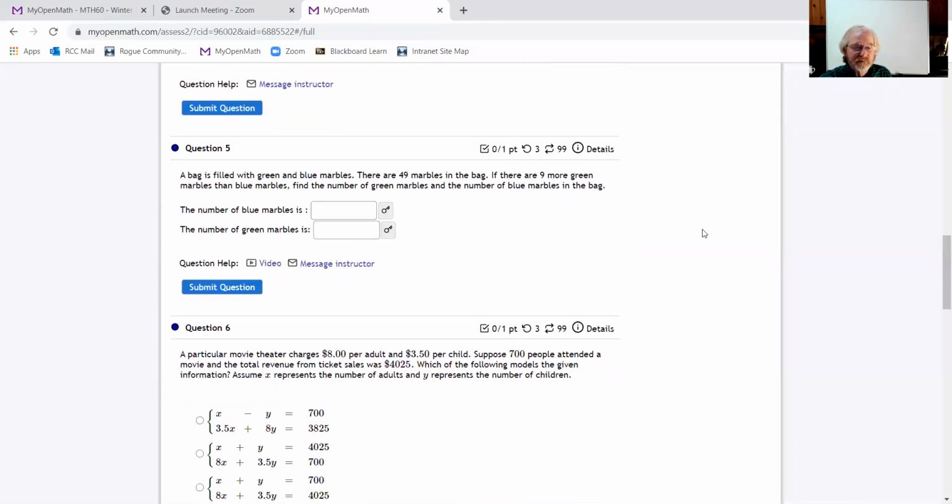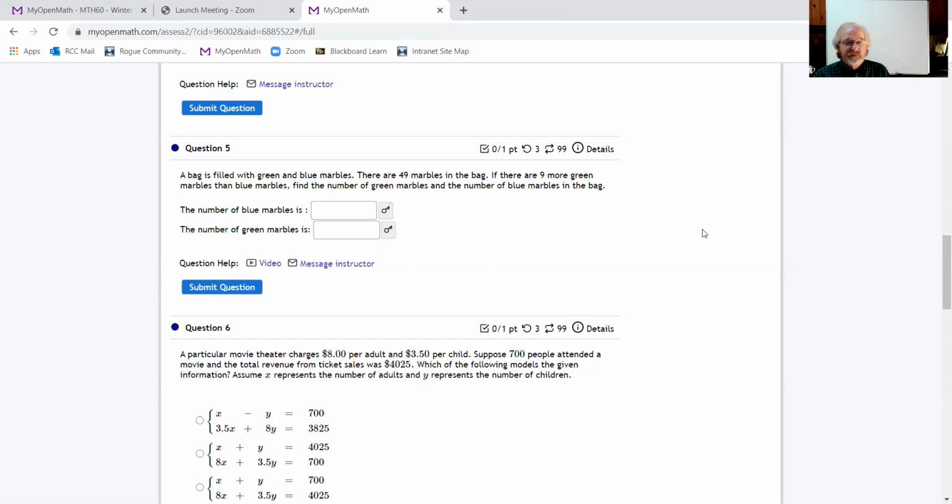The next one. All right, marbles. Who counts their marbles this way? A bag filled with green and blue marbles. There are 49 marbles in the bag. The construction here is very similar to the perimeter problem, I think. If there are 9 more green than blue, find the number of green and the number of blue marbles.